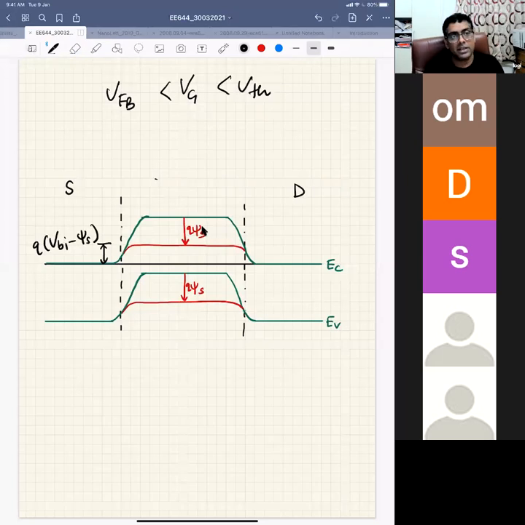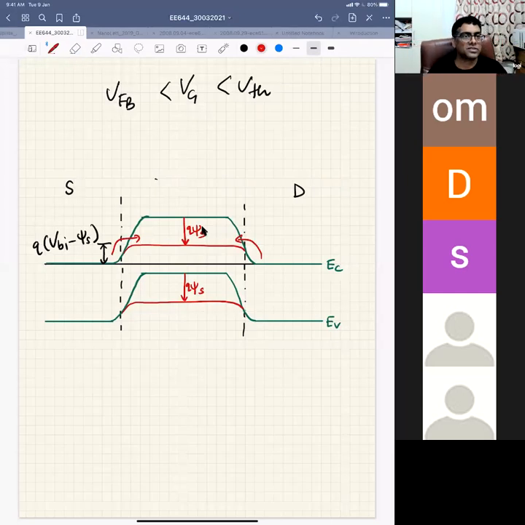Because your barrier has reduced, you will have electron injection. Electrons will be injected from both sides, because your barrier has reduced by a factor of q psi s.